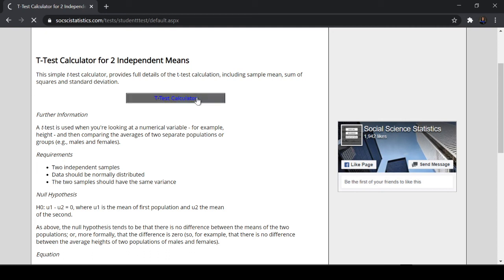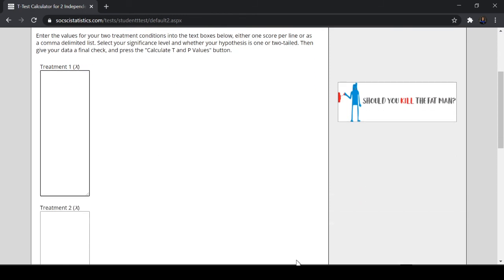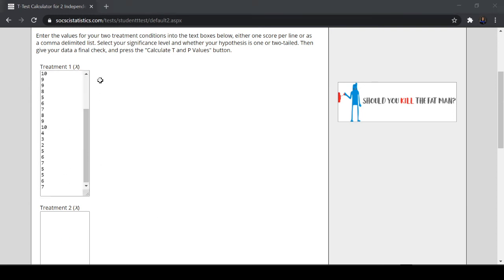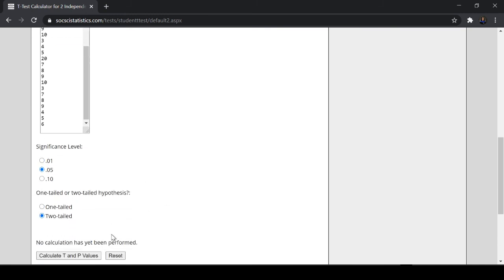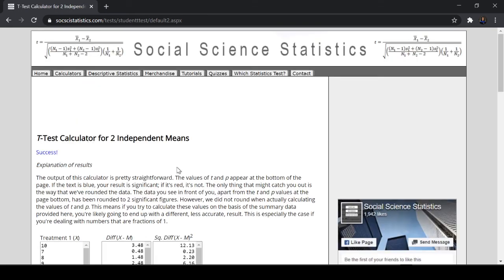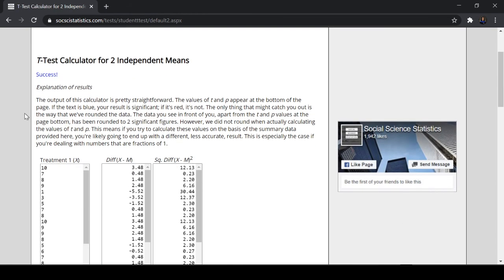Okay, so let's go to the t-test calculator. And you have here, you can just let us copy the values. Okay, and we have the second one. Of course, we will be expecting the same answer for these two. So we have 0.05 and we used two-tailed a while ago. Okay, so let's calculate t and p values. Okay, so you read this part so that you will understand the meaning, but not really the meaning, but the essence of this test.